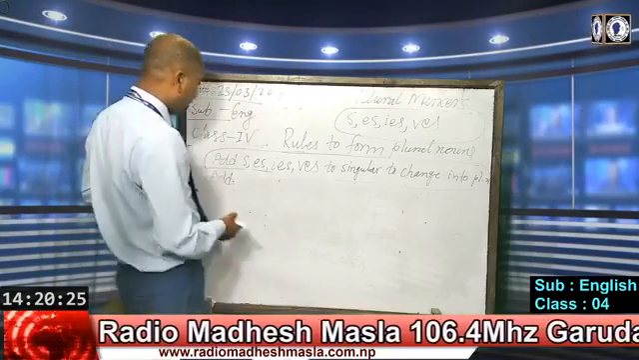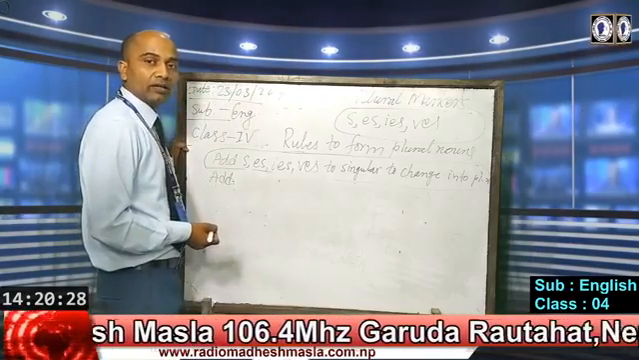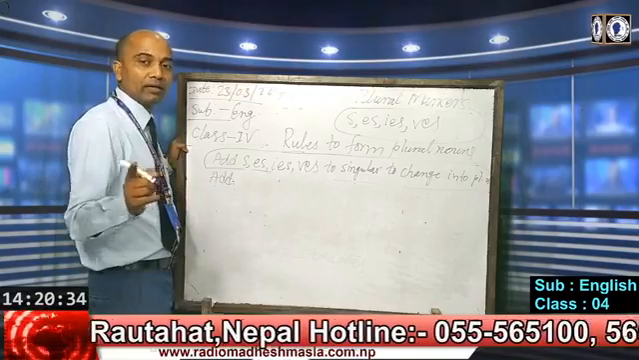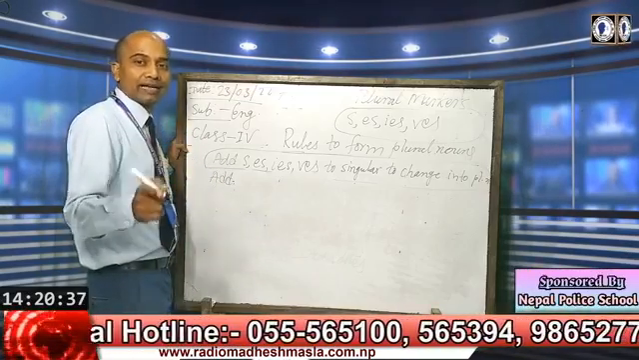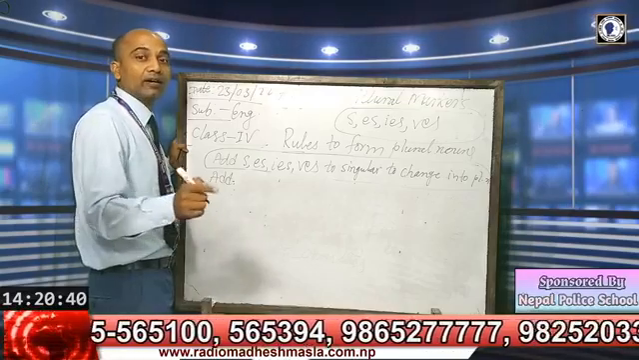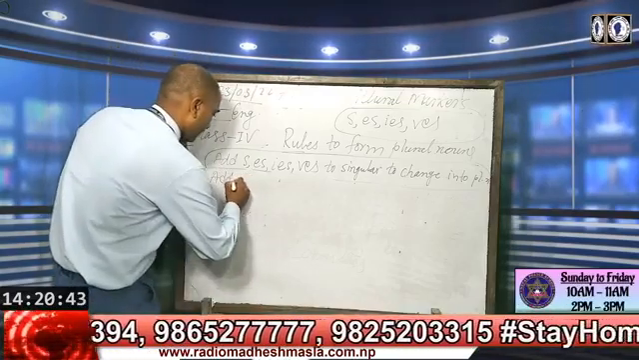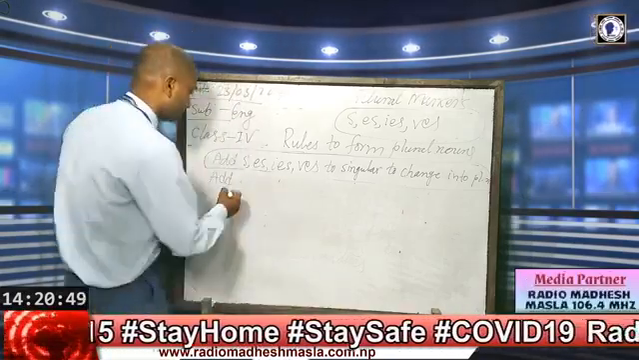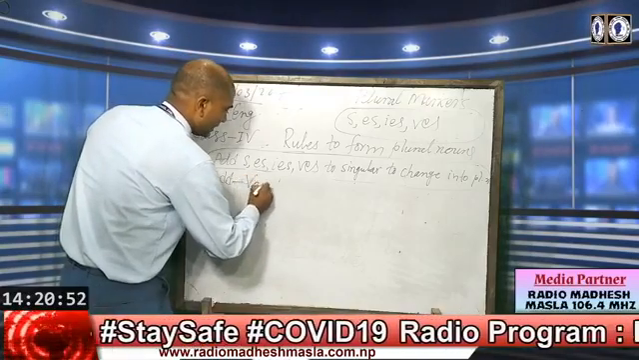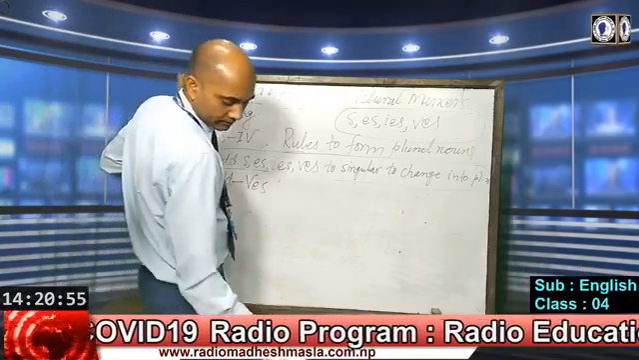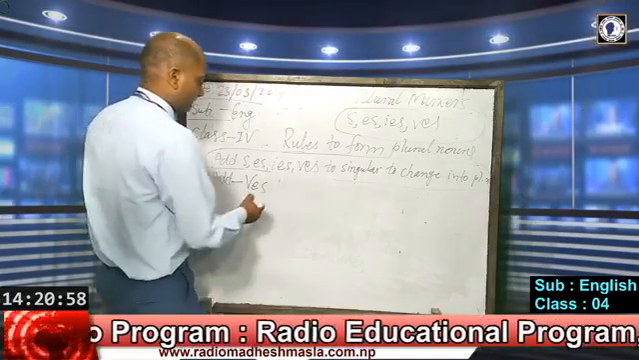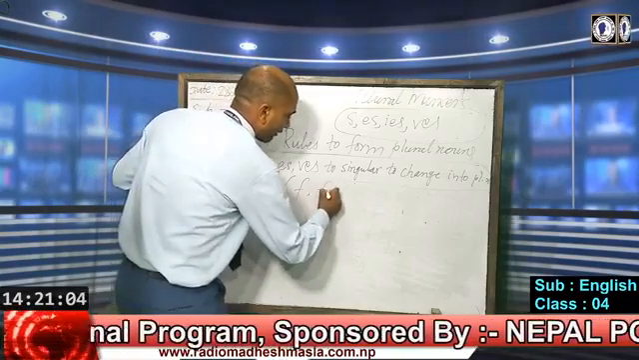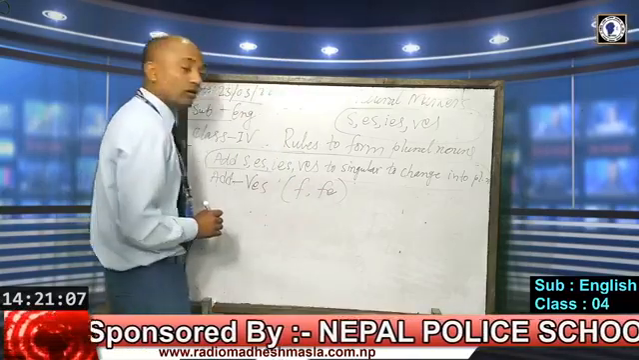Now, the word having letter F or FE takes VES. We add VES when the word has F or FE at the end of it. We add VES when the word has F or FE at the end of the word.